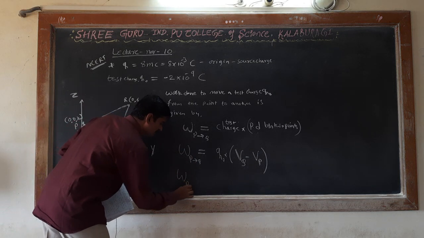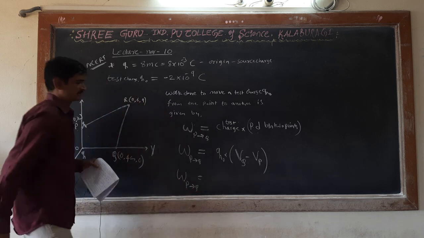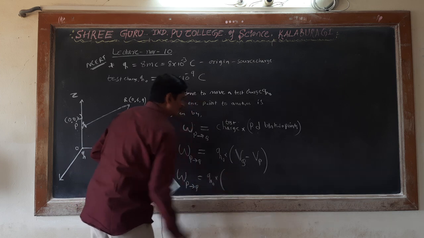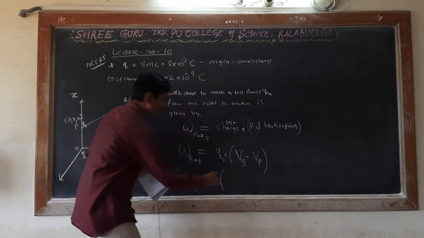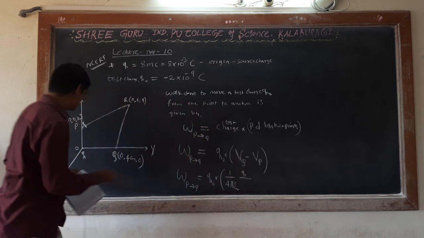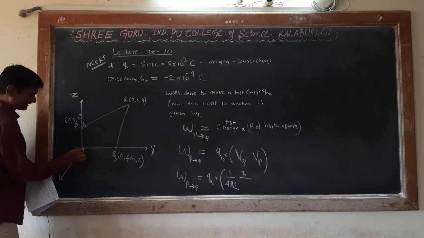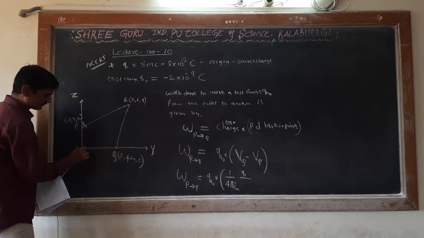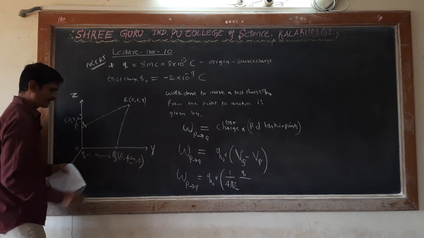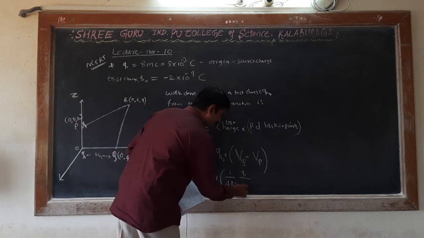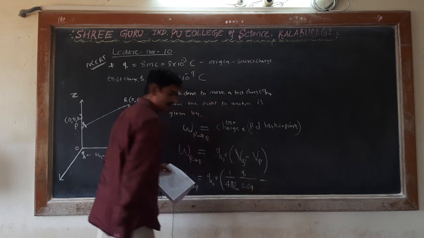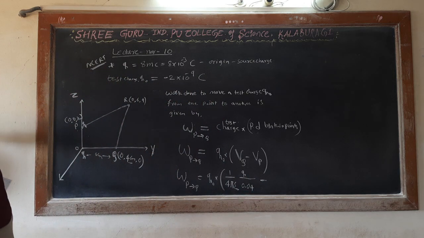So work done is q naught, as it is. Now how to write this formula? VQ, we know, is 1 by 4 pi epsilon naught q divided by the distance of the point Q from this charge. From here to here the distance will be, this is the y-axis, 4 centimeter. So 4 centimeter can be written as 0.04. I am writing the value directly.